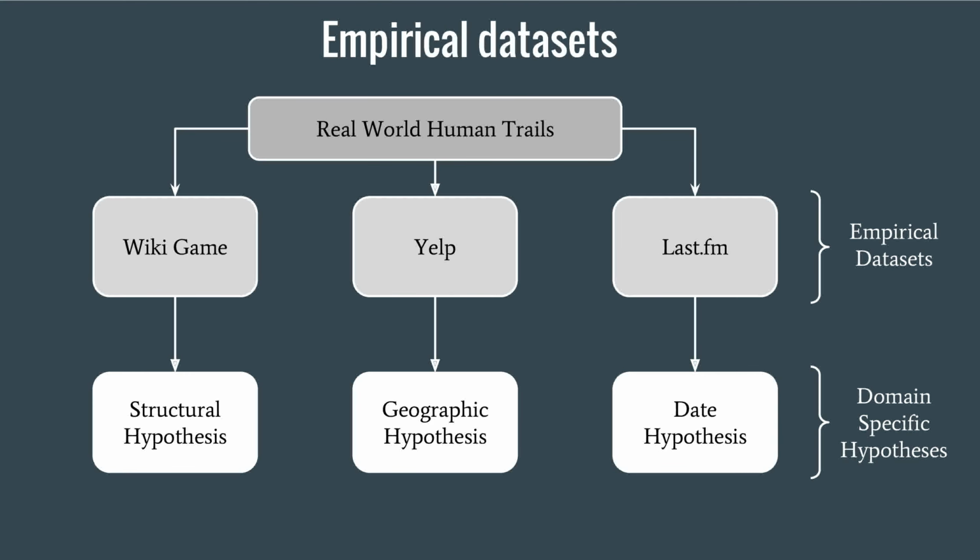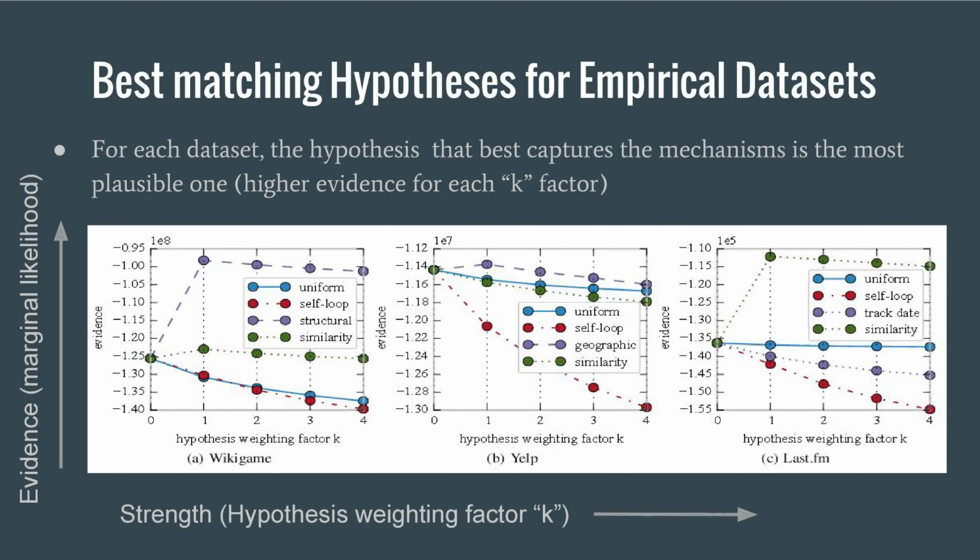For empirical datasets, authors compare universal hypotheses with other domain-specific hypotheses related to each dataset, like Wikigame with structural, Yelp with geographic, and Last.fm with date hypothesis. Across all datasets, authors identify some domain-specific hypotheses that are more plausible compared to the universals, since they capture some mechanisms that human behavior exhibits in the observed trails.